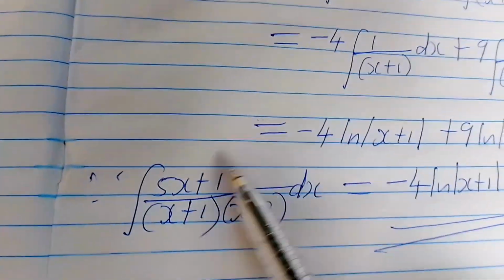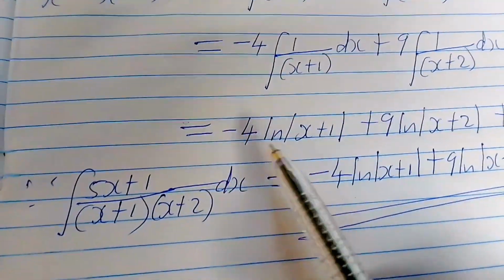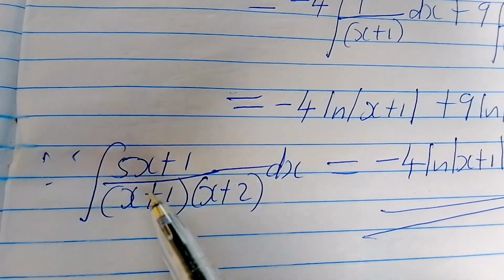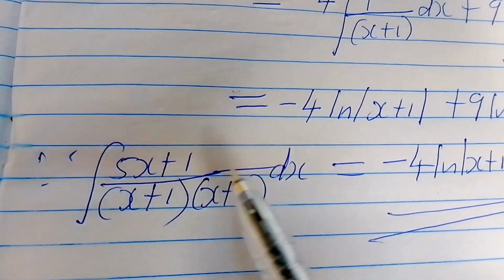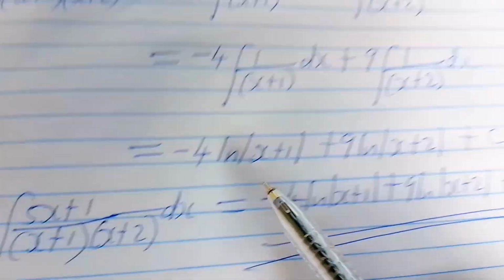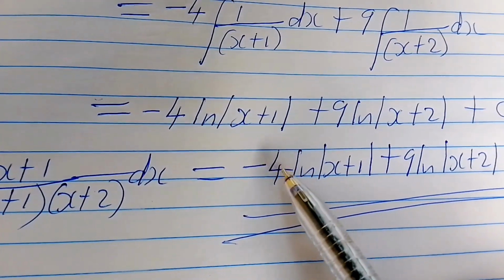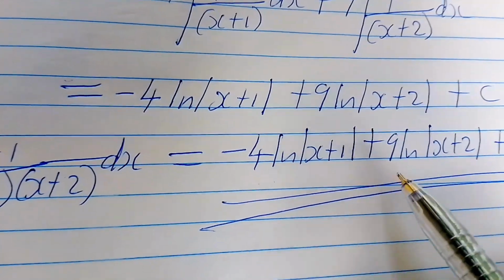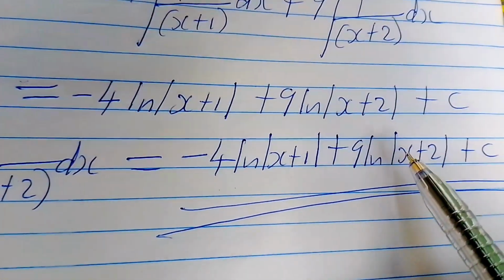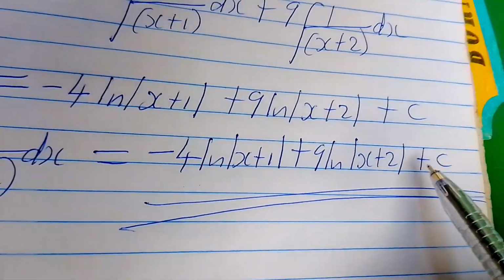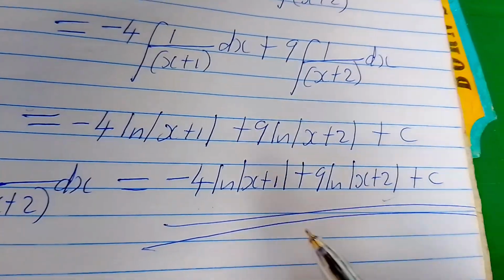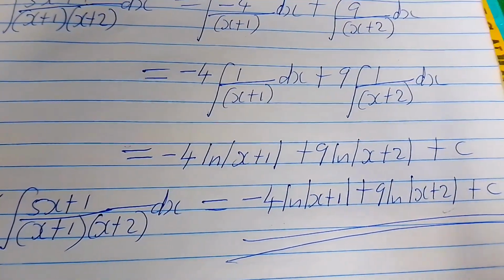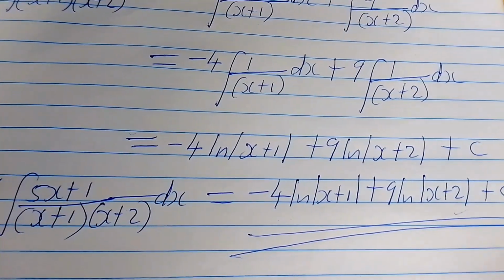Therefore, the final answer of this expression, the integral of (5x plus 1) all over (x plus 1)(x plus 2) dx, equals minus 4 ln of x plus 1 plus 9 ln of x plus 2 plus c, as our constant of integration. And this is the final answer. This is how to solve a question using integration by partial fraction.